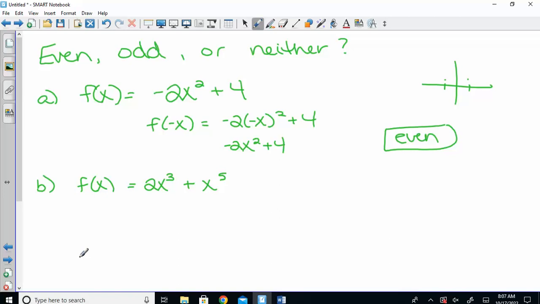If I look at this one, if you put in a negative x, if you take a negative to the third, negative, so this would be a negative 2x cubed, a negative to the fifth, negative x to the fifth. Okay, this is not what I started with. But it's the exact opposite. It's like multiplying my original by negative 1. So that means it is odd.